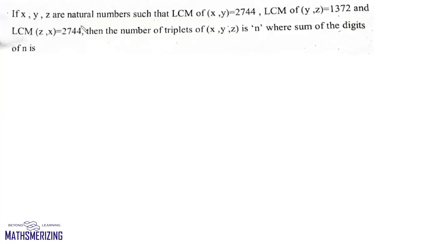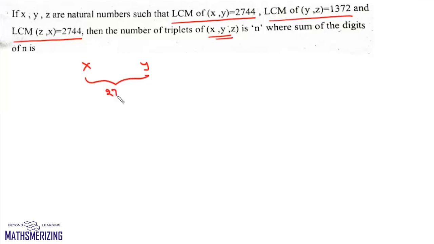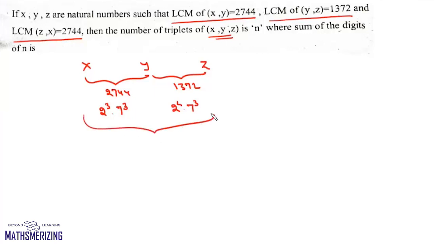Now here the question is, if x, y and z are natural numbers such that LCM of x, y is 2744, LCM of y, z is 1372, and LCM of z, x is 2744, then the number of triplets of x, y, z is n, where the sum of digits of n is. Now we have x and y, and LCM of x, y is 2744, which is 2 cube into 7 cube, and LCM of y, z is 1372, which is 2 square into 7 cube, and LCM of x and z is again 2744, which is 2 cube into 7 cube.